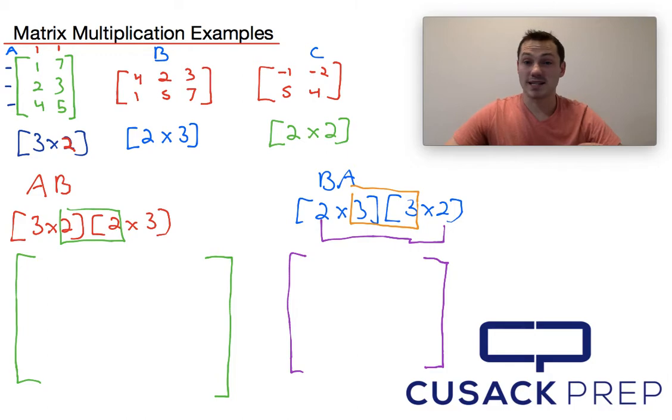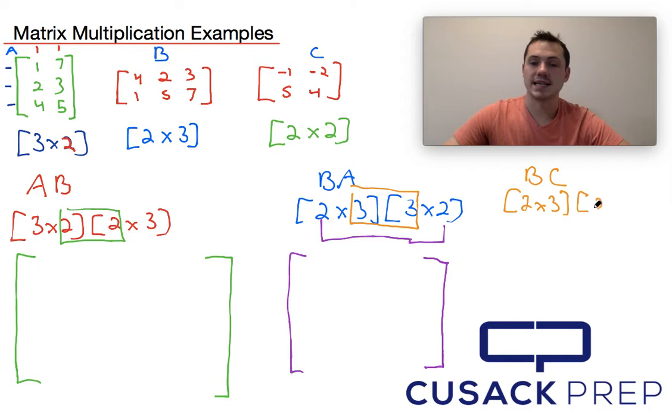And then I'm just going to pick one example that we can't do, and that would be matrix B times matrix C. Now, matrix B is 2 by 3, whereas matrix C is 2 by 2. These two values do not match. So we cannot multiply B times C, and we say that there is no solution.